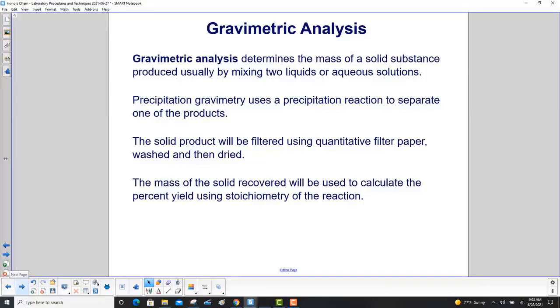Gravimetric analysis determines the mass of a solid substance produced, usually by mixing two liquids or aqueous solutions. Precipitation gravimetry uses a precipitation reaction to separate one of the products. The solid product will be filtered using quantitative filter paper, washed and then dried. The mass of the solid recovered will be used to calculate the percent yield using stoichiometry of the reaction.